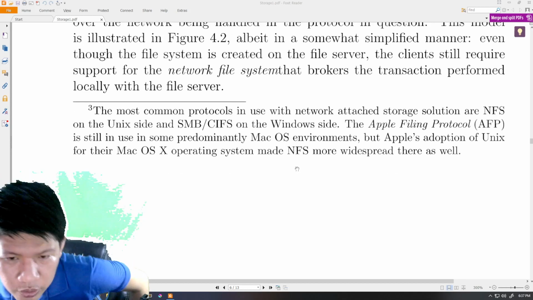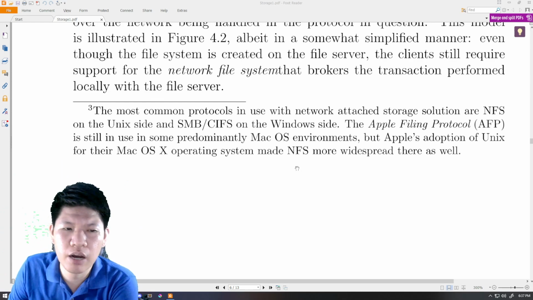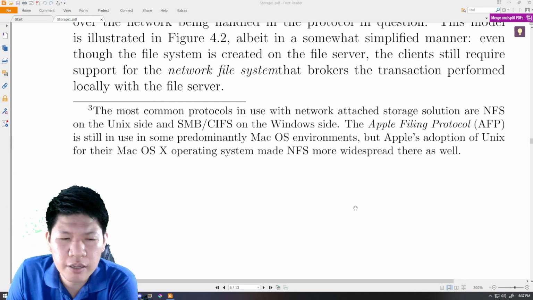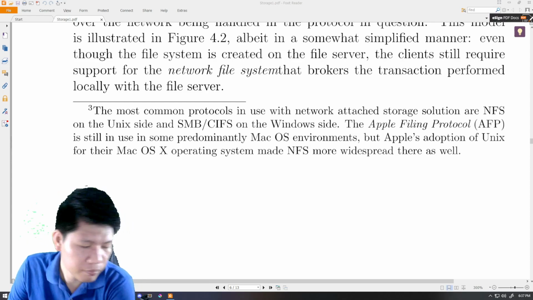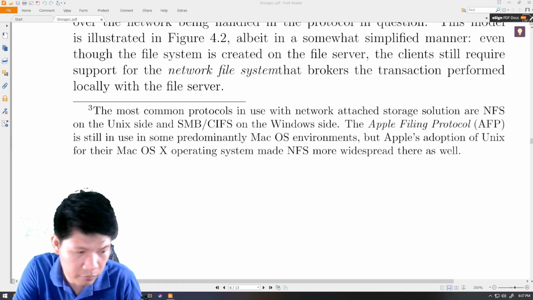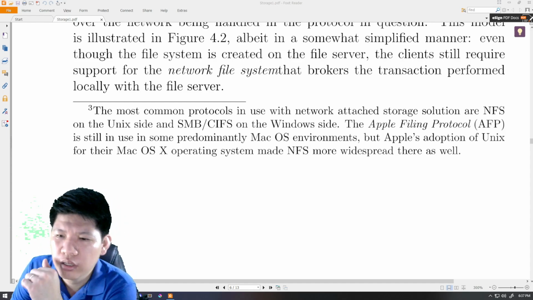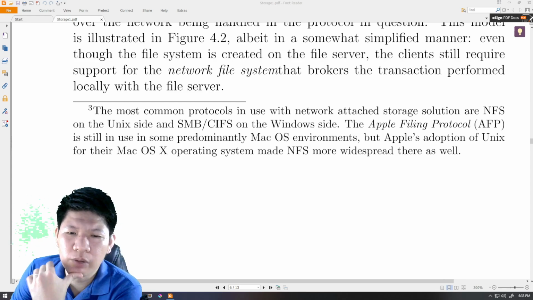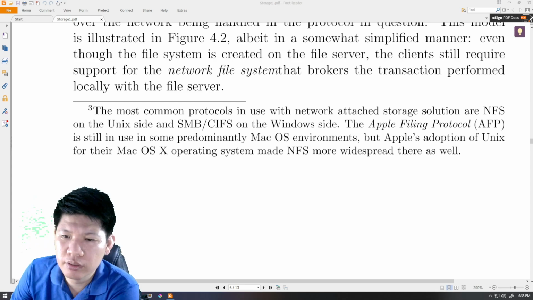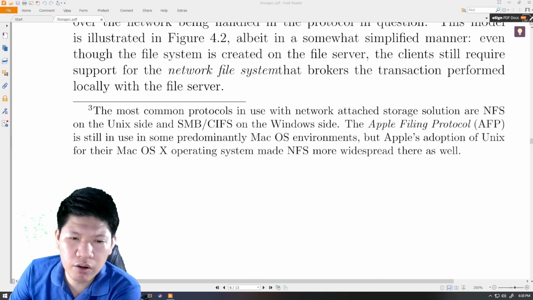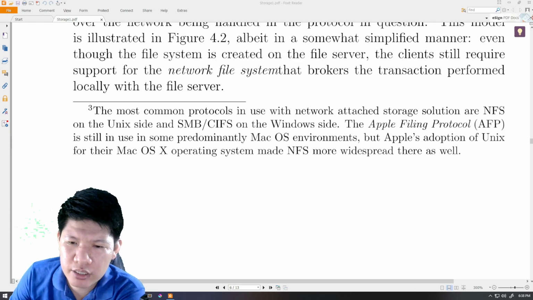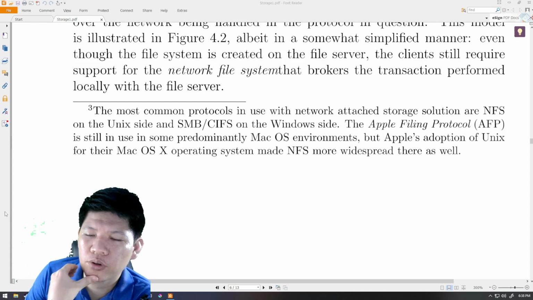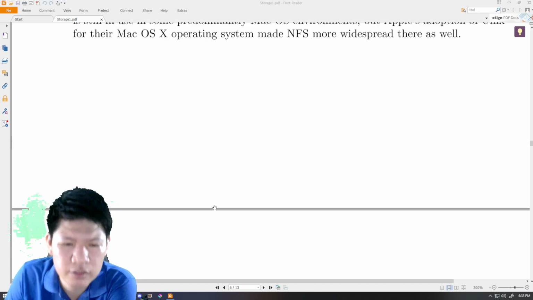The most common protocols used within network attached storage are NFS, or Network File System, on the Unix side, and SMB or CIFS on the Windows side. SMB stands for Samba. The Apple Filing Protocol, AFP, is still in use in some predominantly Mac operating systems. But Apple adopting Unix for their Mac OS X operating system made NFS more widespread all over the world.